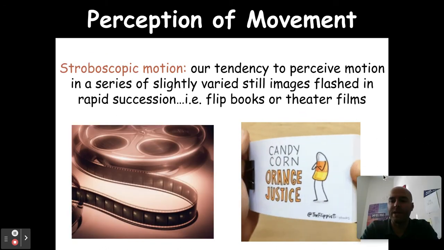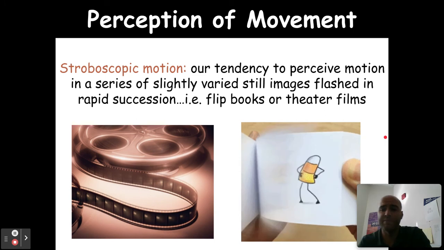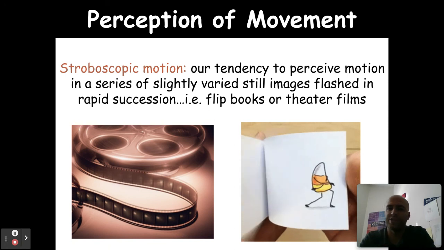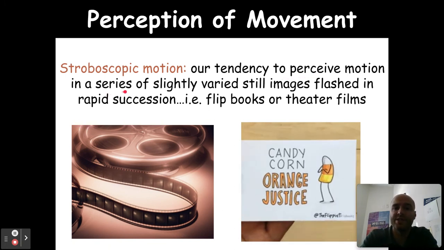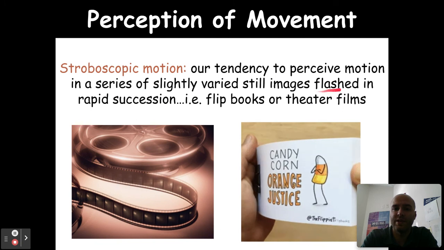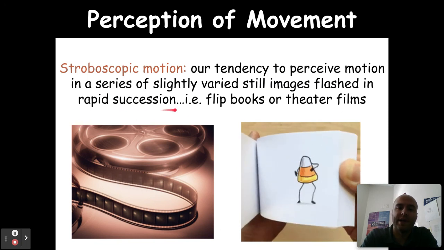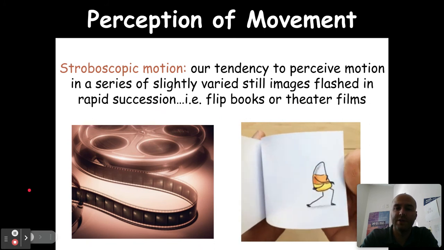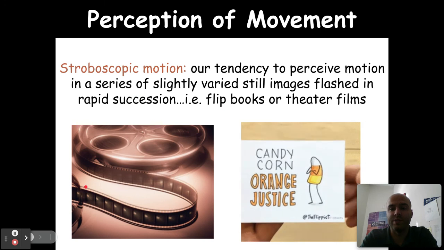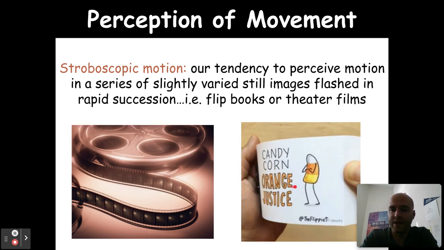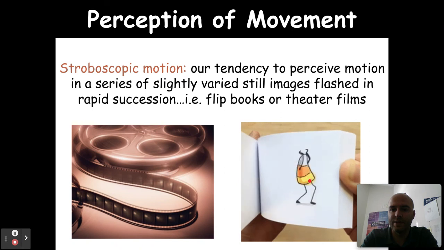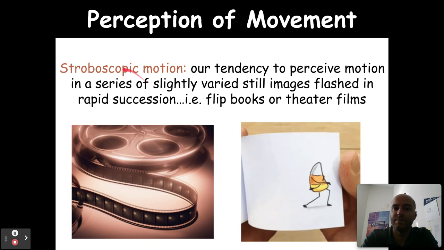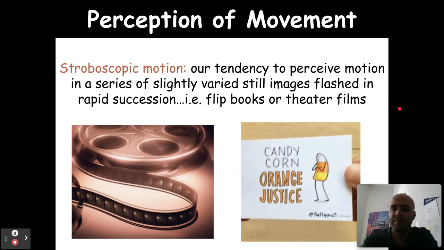Next couple topics. One is just our perception of movement. So we're moving on to movement. There's something called stroboscopic motion, which is our tendency to perceive motion in a series of slightly varied still images flashed in rapid succession, i.e. a flip book or a theater film, right? A movie theater is just a bunch of still images put together in a reel and it flashes through. At least it was that way potentially before digital, right? You have the candy corn man over here who looks like he's dancing because of the speed at which the flip book is flipped. That's stroboscopic motion, our perception of movement.